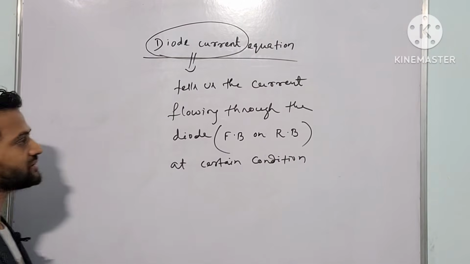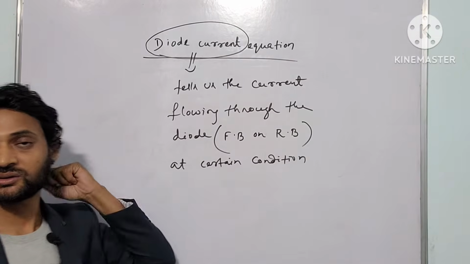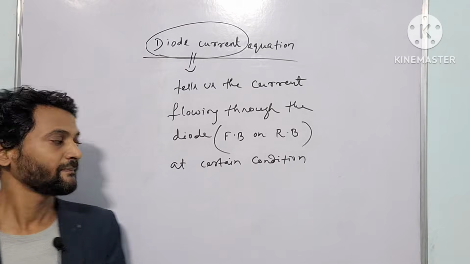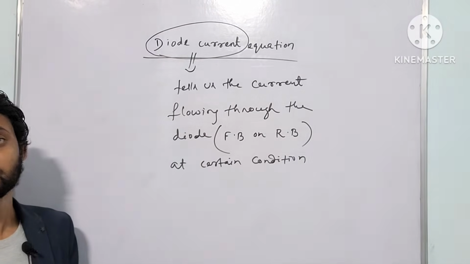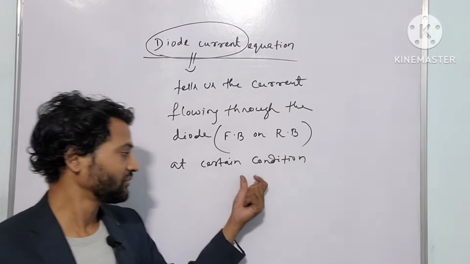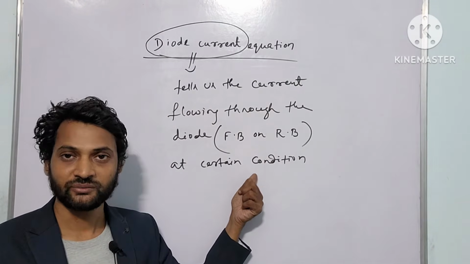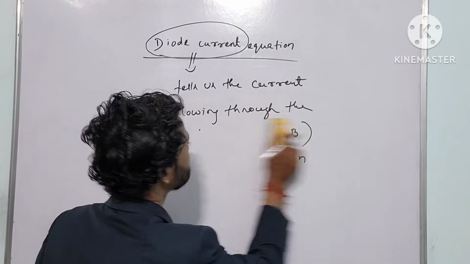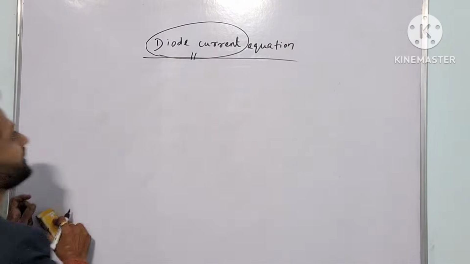So what are the certain conditions? The condition is how much applied voltage you are giving to the diode. Then, what is the junction voltage due to temperature, what is the reverse saturation current, and what is the ideality factor? The ideality factor for germanium is 1, for silicon it is 2. So let us analyze this equation.